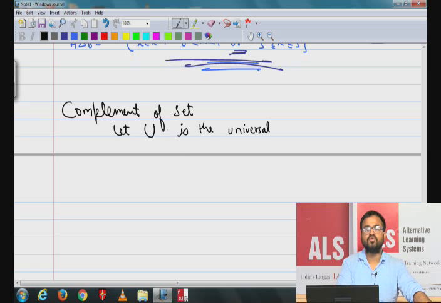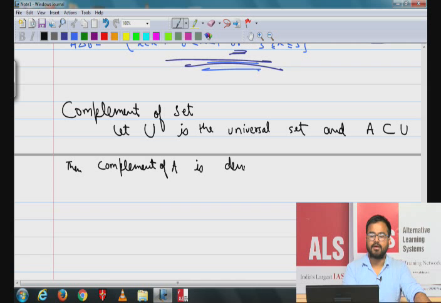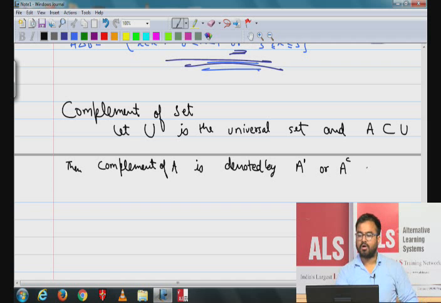So if U is a universal set, and A is a subset of U, subset of U means A is a part of U, you can say. Then the complement of A is denoted by A dash or A complement or U minus A.